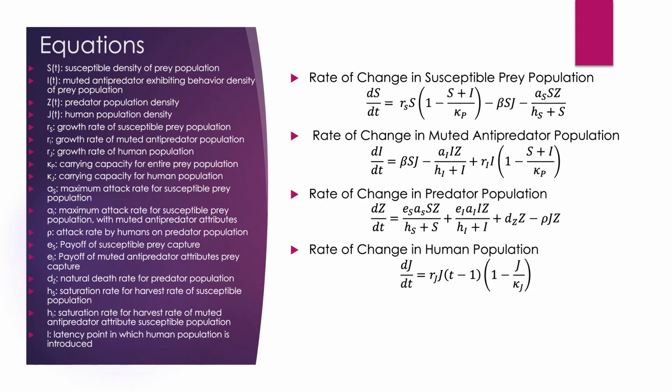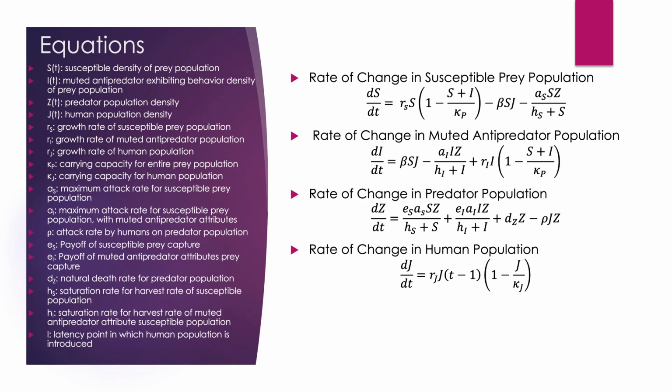For our third equation, we are looking at the rate of change in the predator population. We do this by looking at the change of that population rate through the growth rate, the payoff rate that would come from the harvest of the susceptible prey, and we add the same thing for the muted anti-predator prey. We also take into account the death rate, as well as the death rate that is caused by humans.